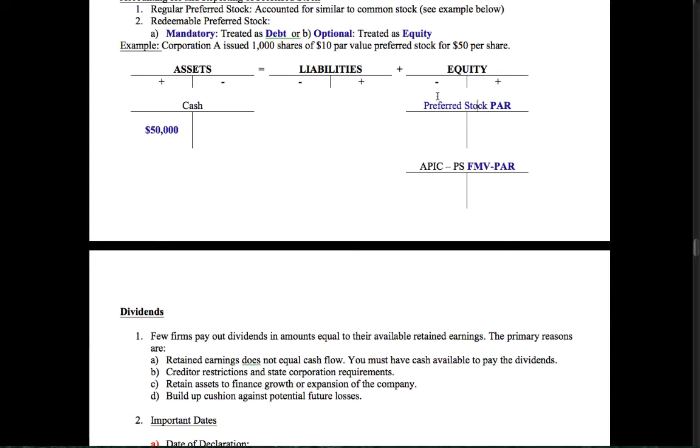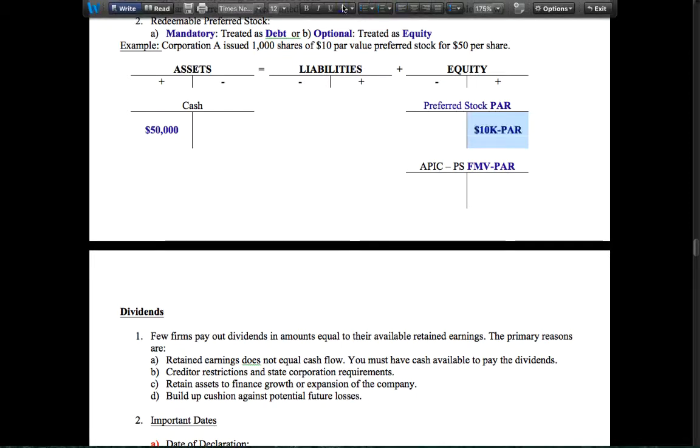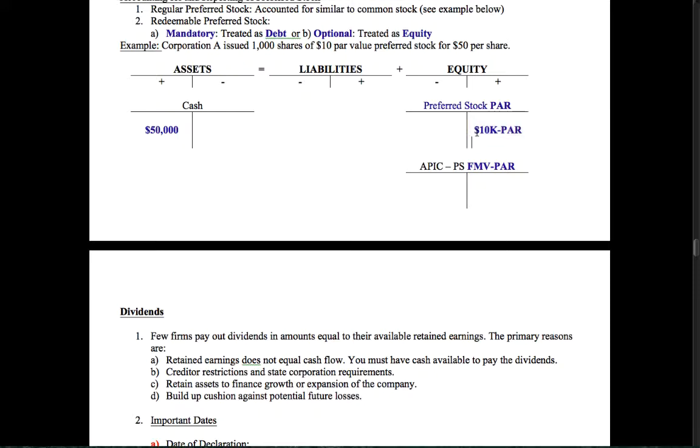As we discussed in the common stock section, this is treated similarly between both common stock and preferred stock. The capital stock account, the preferred stock account, goes in at par value, with the additional paid-in capital going in as the difference between the fair market value and the par. Therefore, we know that we issued 1,000 shares at $10 in par. Therefore, we're going to increase the preferred stock balance by $10,000.